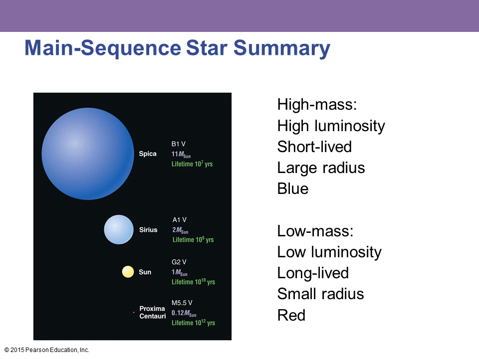So here's a summary of the main sequence stars and some examples, which is kind of interesting. A star like Spica, which is a B15 star, is 11 solar masses in size. We expect its lifetime to be about 10 million years. Whereas Proxima Centauri is on the other side of the scale here with a low luminosity. It'll live a long time. It has a very small radius and it's red in color.